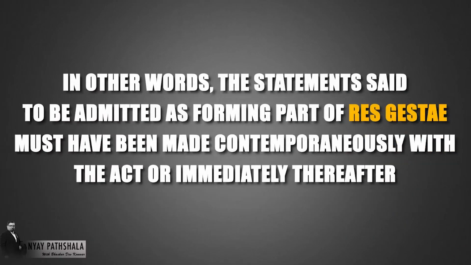For bringing such hearsay evidence within the ambit of Section 6, what is required? Number 1, it must be established that it is almost contemporaneous with the act. And number 2, there could not be an interval which would allow fabrication or concoction. In other words, the statement said to be admitted as forming part of res gestae must have been made contemporaneously with the act or immediately thereafter.